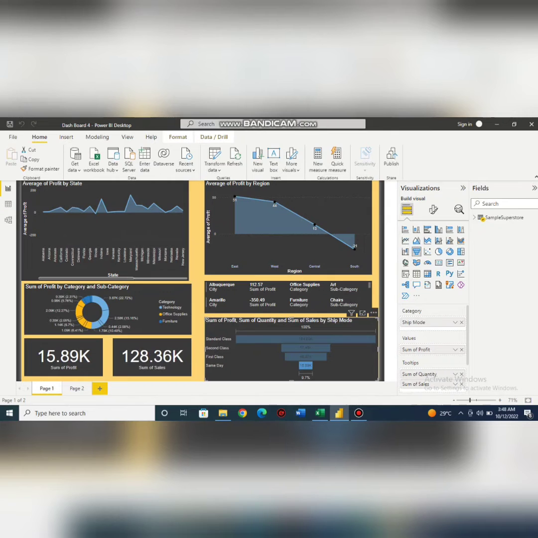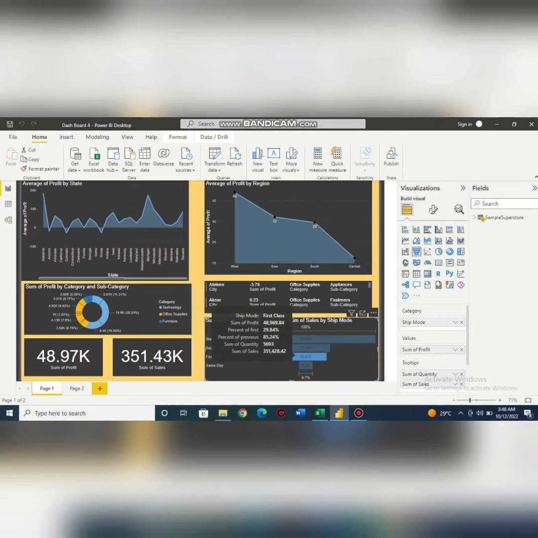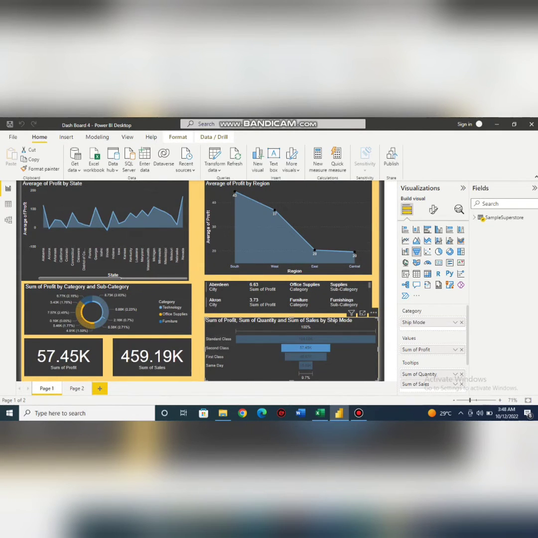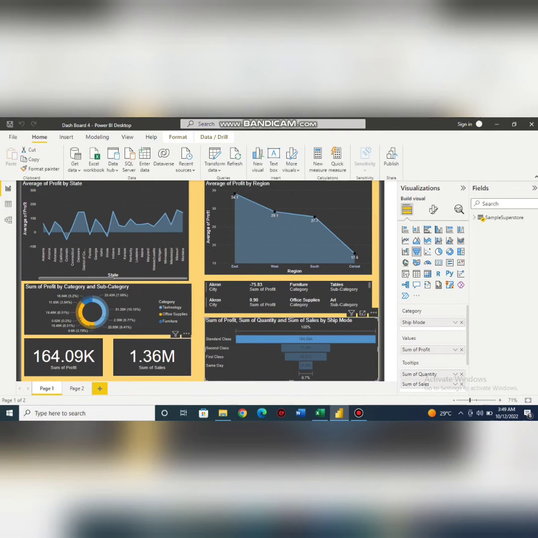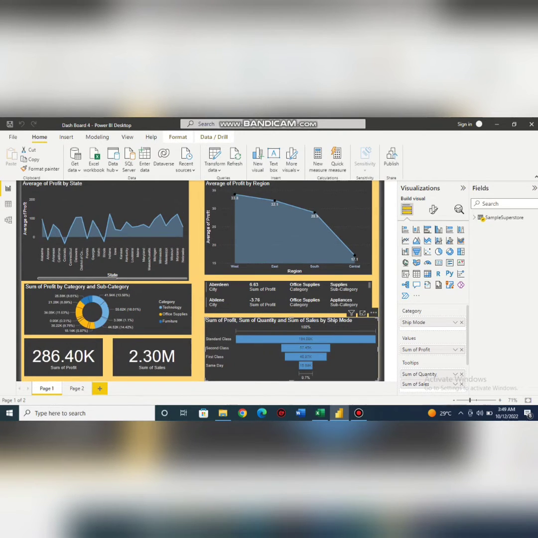Here we can see that different ship modes show different graphs and visualizations at different regions and different states. See, different aspects have different visualizations in Power BI. Standard class is different, and so on.